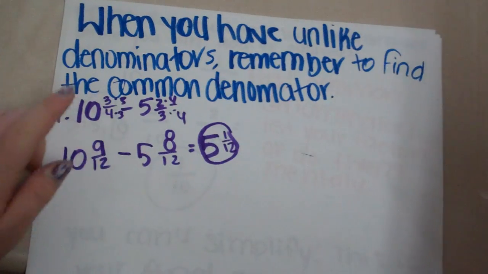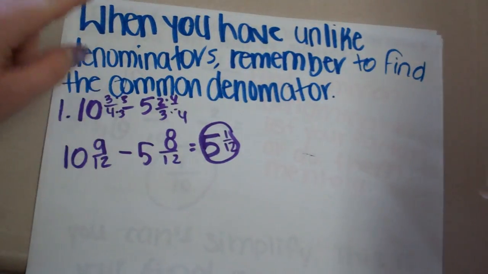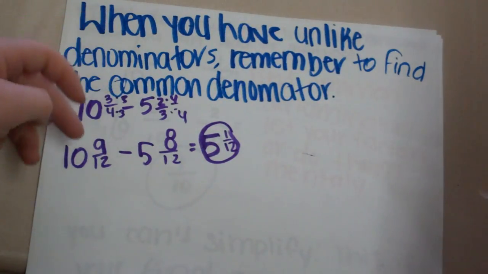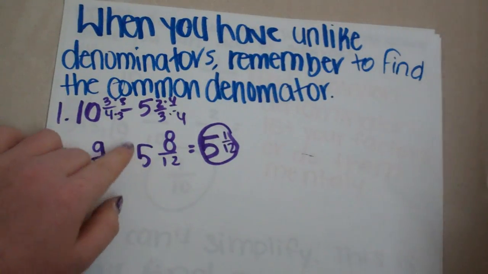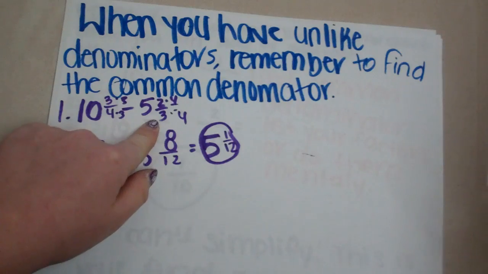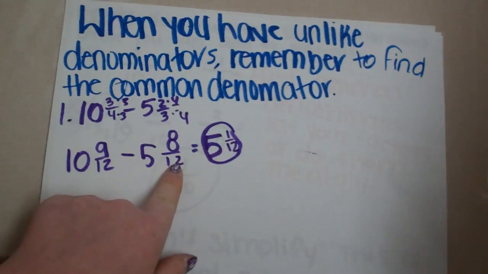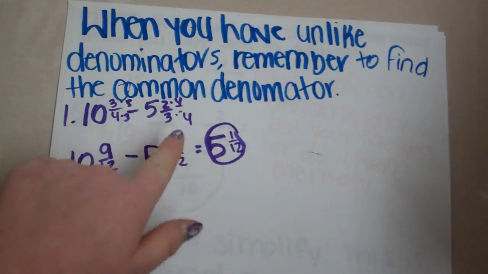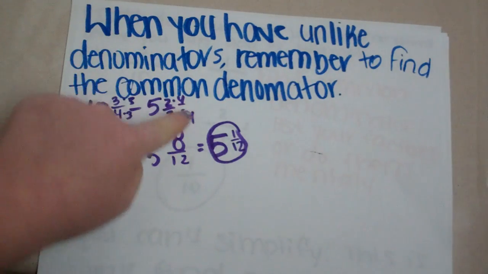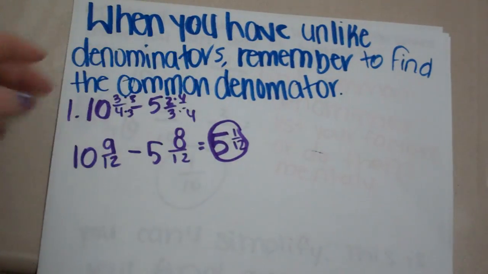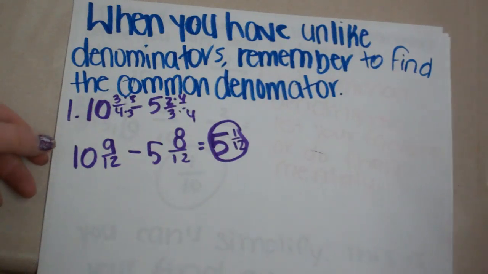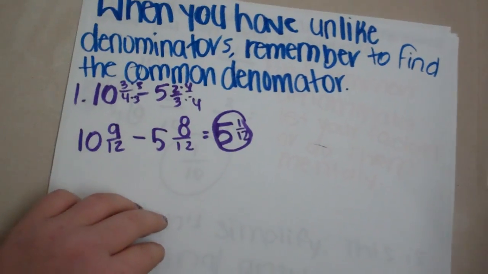4 times 3 equals 12. So if you do it to the bottom, you have to do it to the top. 3 times 3 equals 9. So your new number will be 10 and 9/12. Right here, for our same denominator will be 12. 3 times 4 equals 12. If you do it to the bottom, you have to do it to the top. 2 times 4 equals 8. So your new problem is 10 and 9/12 minus 5 and 8/12 equals 5 and 1/12.